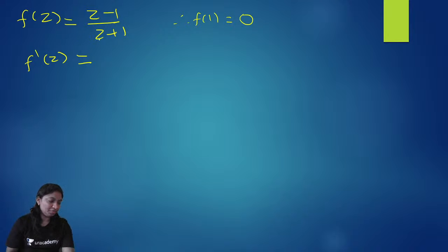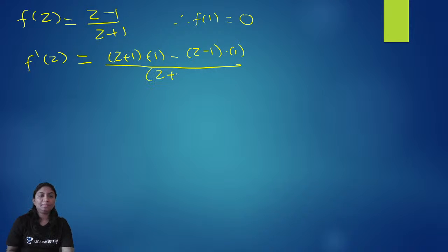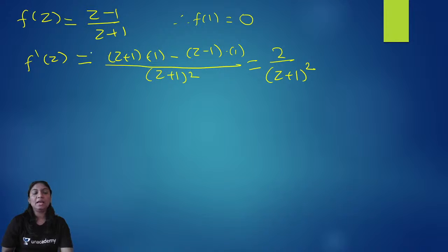Now you will get f dash of z. f dash of z is what? By the quotient rule, z plus 1 times the derivative of z minus 1, which is 1, minus z minus 1 into the derivative of z plus 1, over z plus 1 bracket square. So we get z plus 1 minus z plus 1, the z cancels out, and this gives plus 2. So 2 upon z plus 1 bracket square, right? f dash of z is equal to 2 upon z plus 1 bracket square.